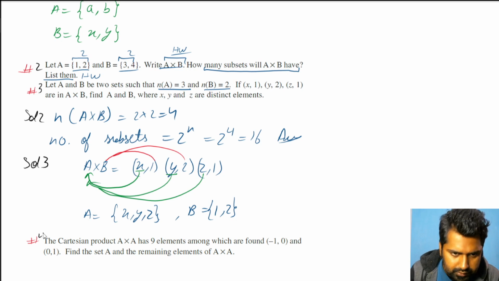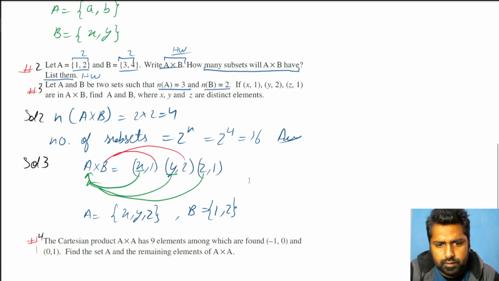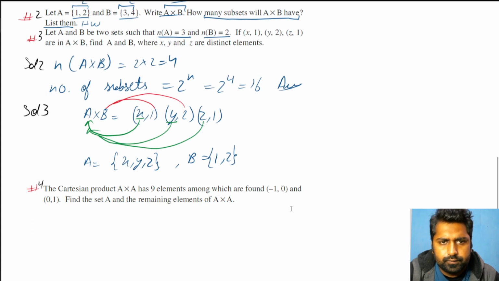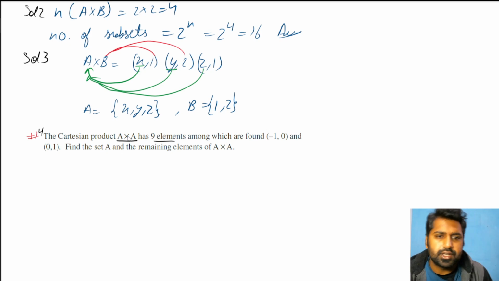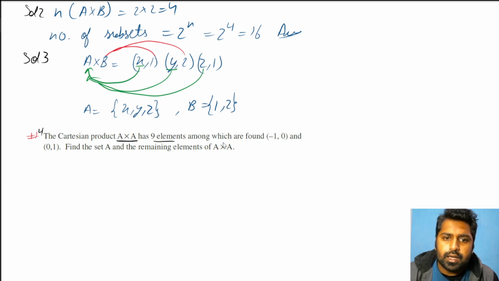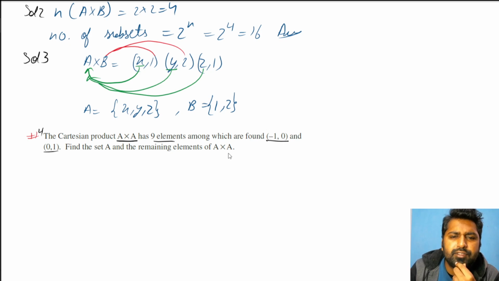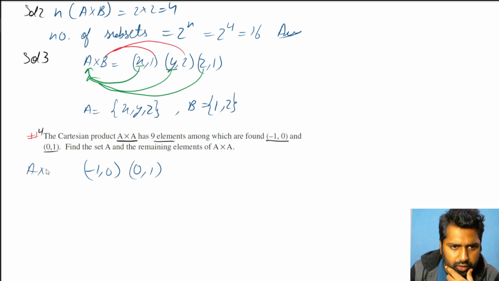All right. Fourth one. He is saying that the Cartesian product A cross A has 9 elements. This time he is not writing A cross B. He is saying you have done the Cartesian product of A with itself. So he is saying among which a few elements were found to be minus 1 comma 0 and 0 comma 1. He is saying find set A and then find A cross A. So fine. Let's find set A first of all. Minus 1 comma 0. 0 comma 1. These are a few elements of A cross A, not all.